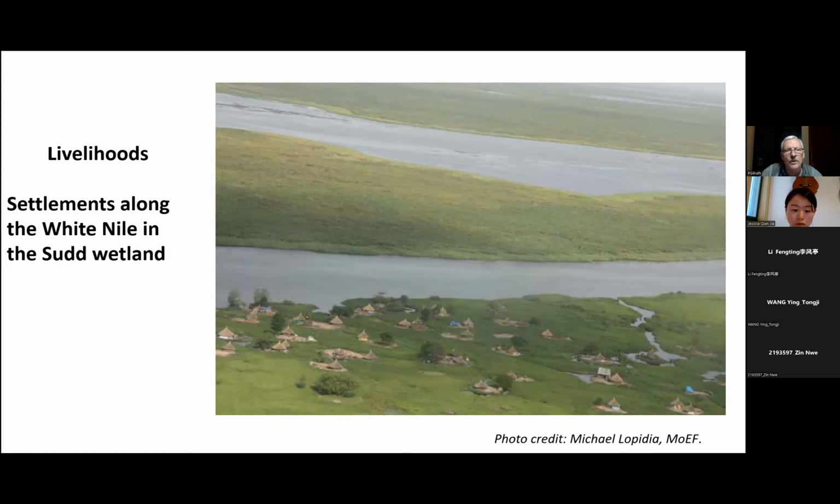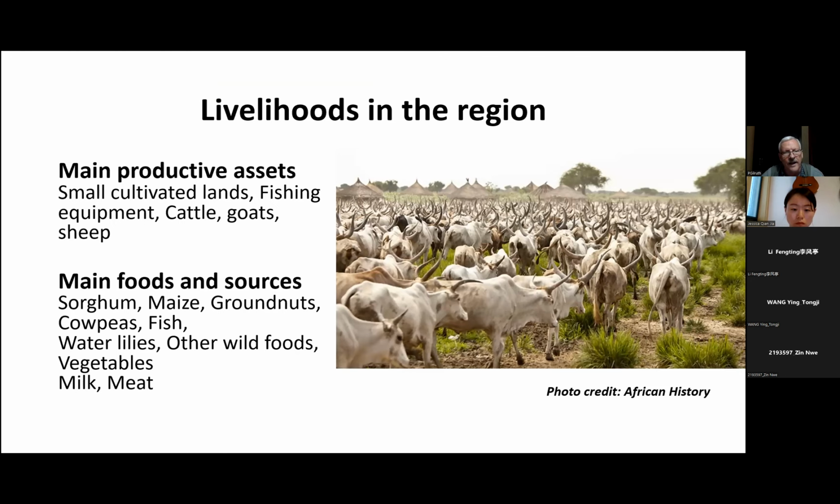Going to the next slide, the main productive assets in the region are, of course, land, fishing equipment, and the cattle and goats. From these assets, they cultivate sorghum, maize, and groundnuts, and they catch fish, and they have milk and meat from the cattle. This is what maintains this region.